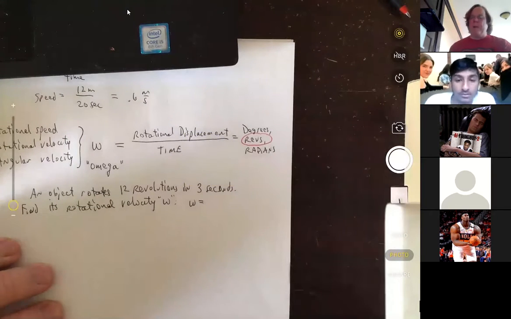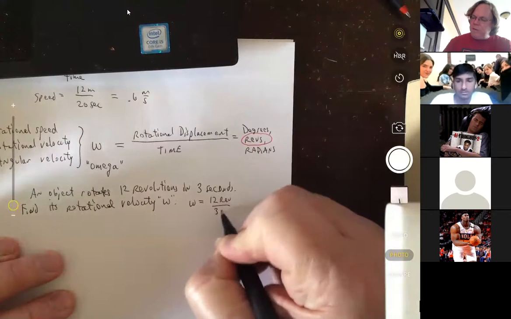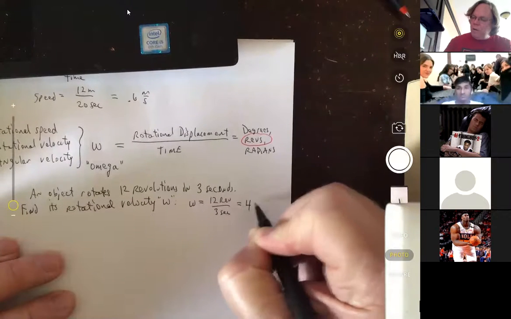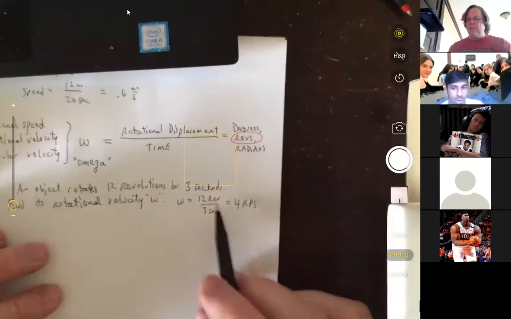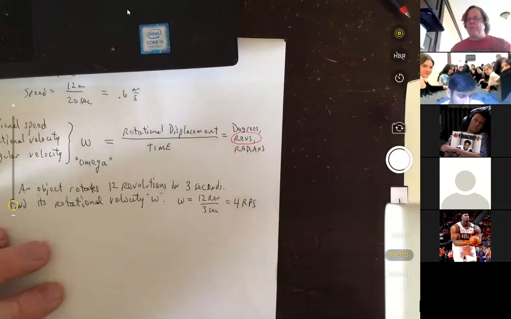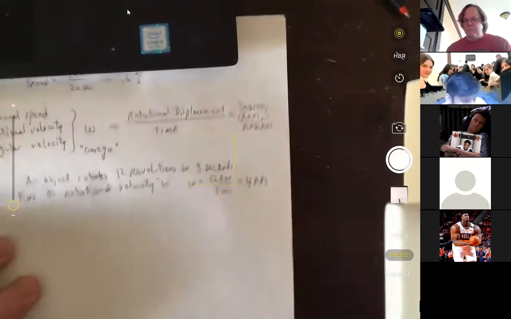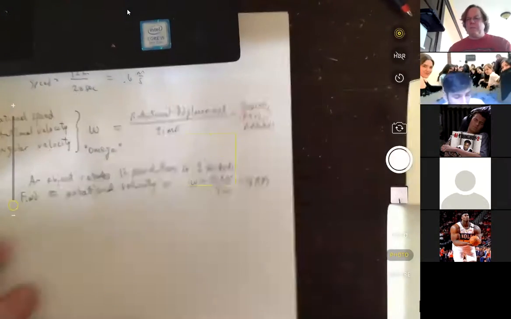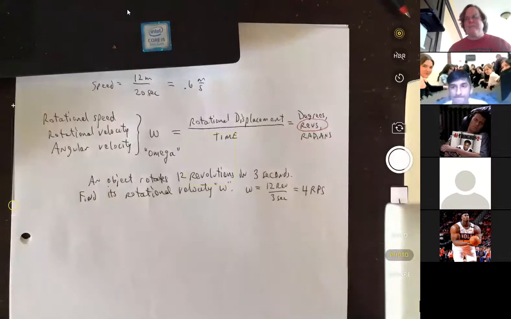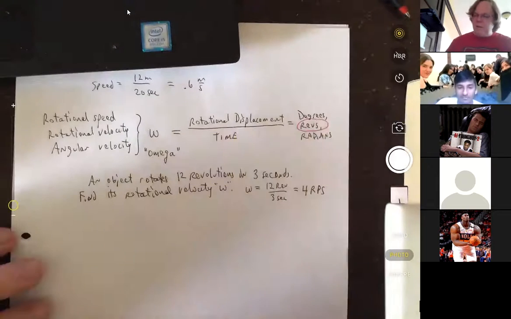By now, I'm hoping everybody is getting that it's 12 revolutions in 3 seconds, or 4 revolutions per second. That's the way we tend to write revolutions per second. We write it RPS. You ready to try another one? Good. Aman is nodding his head, and that's good enough for me. And here we go.